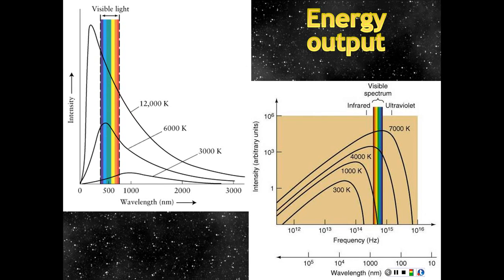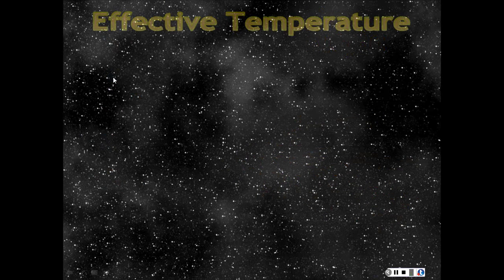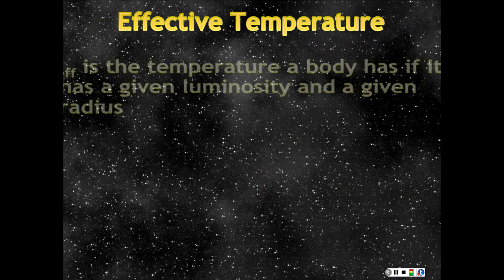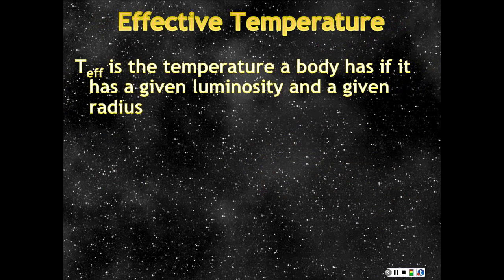According to the Stefan-Boltzmann law, if your objects are the same size, then they will give off much more energy if they are hotter than if they are cooler. And that brings us to the idea of an effective temperature. So the effective temperature is the temperature that a body has if it has a given luminosity and a given radius. So basically what this is saying is that you have L equals 4 pi r squared sigma T to the 4. If you know what its luminosity is, how much energy it is giving off, and you know what size it is, you've got an effective temperature.